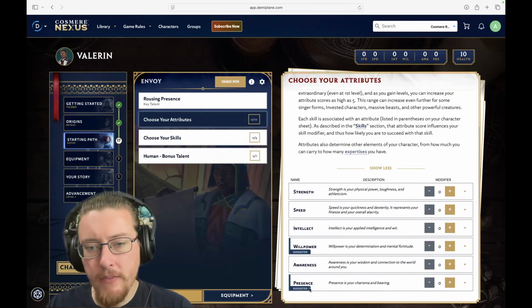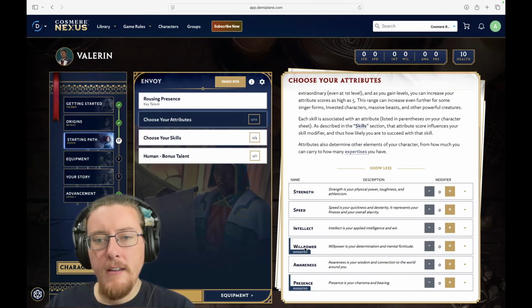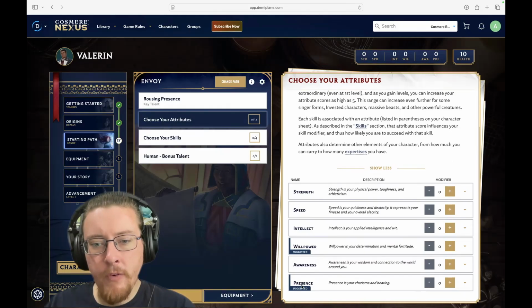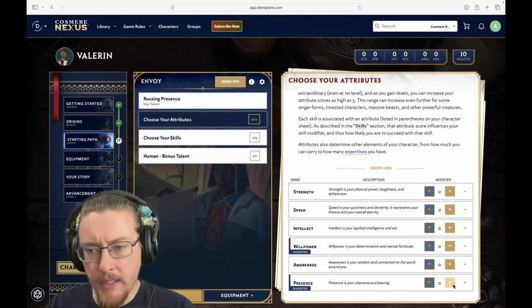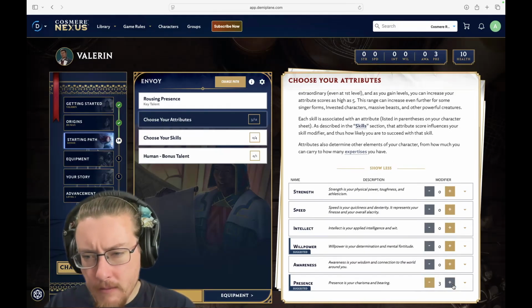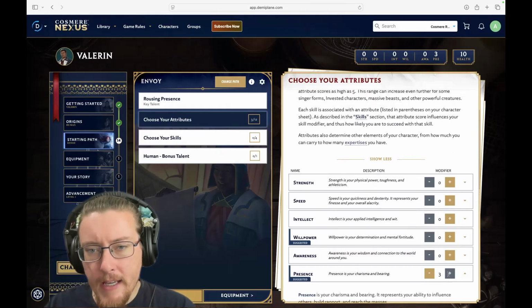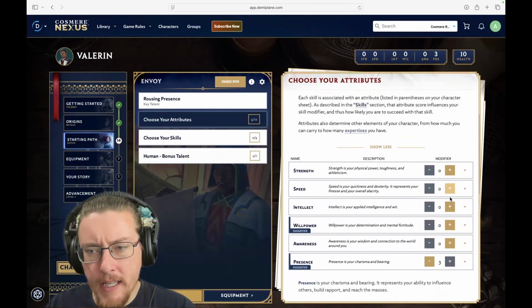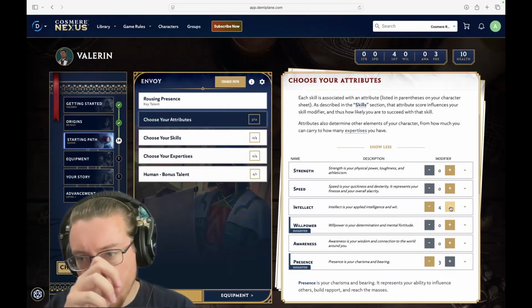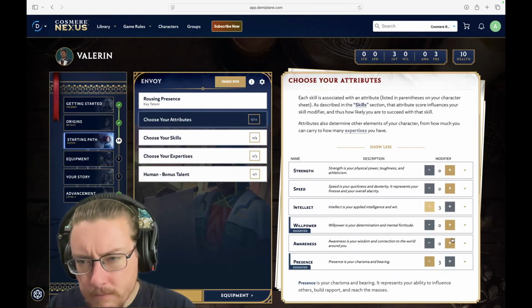Now, this is great on the Demiplane character creator. They have the suggested attributes for your path. So I'm going to go ahead and put 3. Yep, 3 is the max. I'm going to put 3 into presence. And then I'm going to say, being Alethi and Veden, I'm going to have learned a ton.